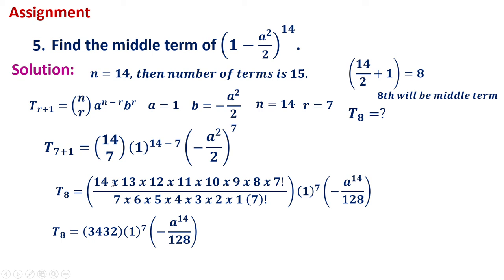So, we have 3,432 multiplied by 1. And then this one is a to the 14 over 128. So, our final answer is negative 429 over 16, a to the 14. Right?